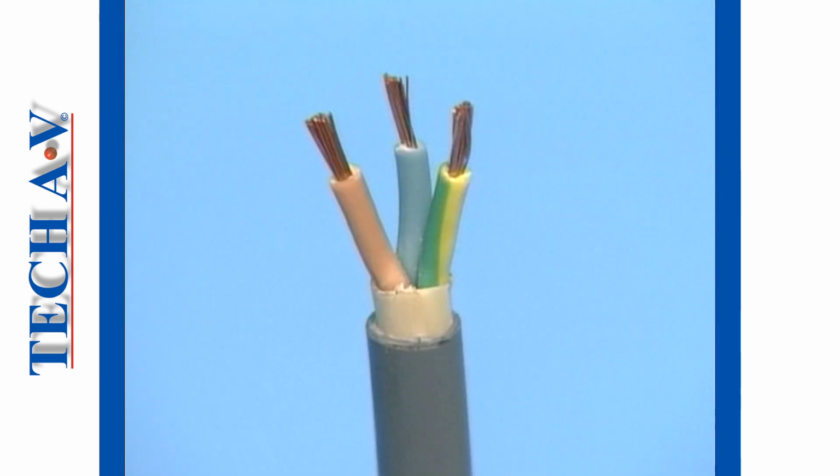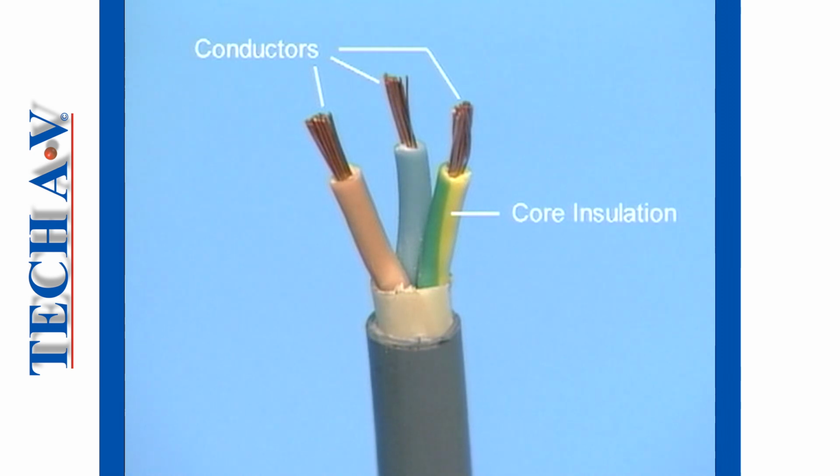If we were to examine a piece of cab tire 3-core cable, we would see that most of its bulk consists of insulation. Each conductor core is surrounded with core insulation. The 3 cores are then separated with more insulation, known as the bedding. Surrounding the bedding layer is a protective layer of insulation called the sheath.